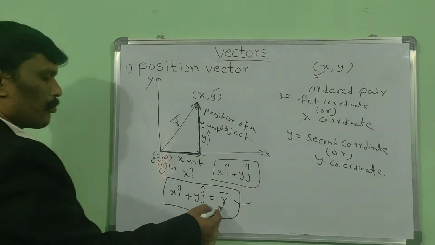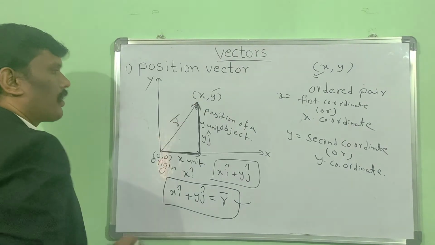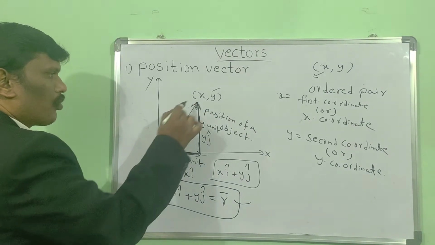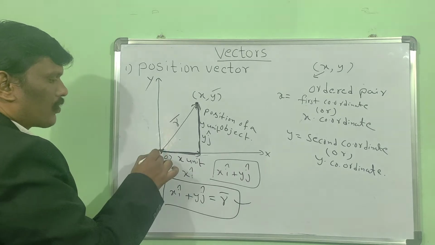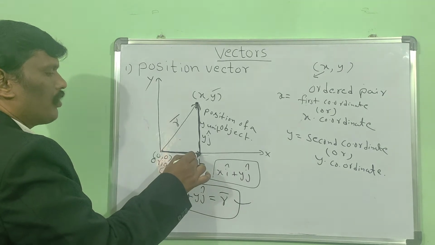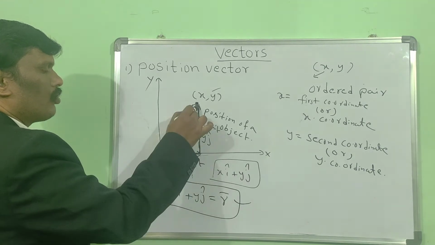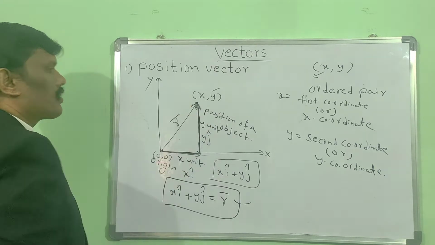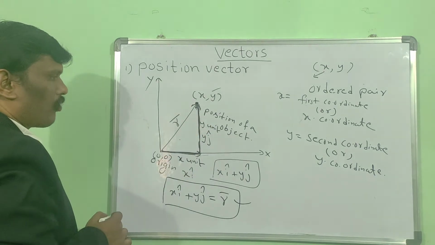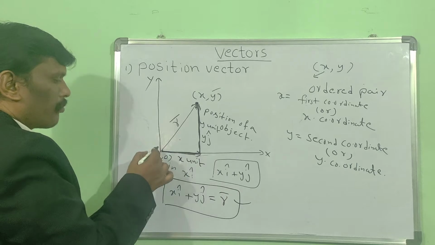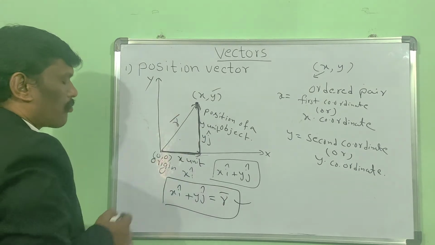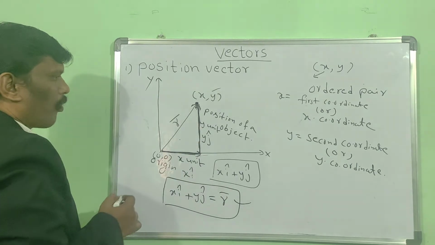What is the meaning of this position vector? How to reach this point? x units along the x-axis, y units parallel to the y-axis. At the time I am going to reach this position x comma y. That is represented by simply one position vector r bar from the origin to that point.